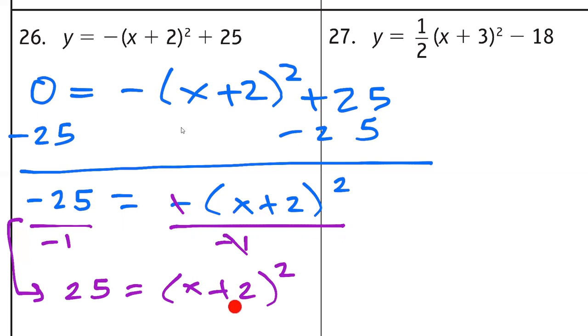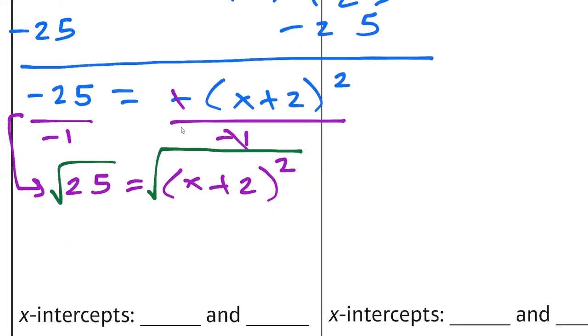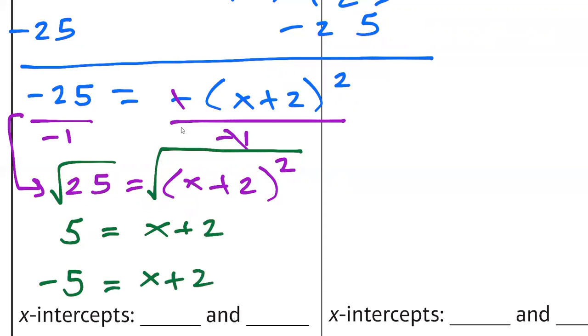Before I can access this +2, since it's buried inside a grouping symbol, inside parentheses, P in PEMDAS, the last thing we do in SADMEP is I have to get rid of this exponent, that's square, by square rooting both sides. I am going to square root both sides, which will result in 5 or -5, because after all, the square root of 25 could be 5. 5 times 5 is 25. Or -5. -5 times -5 is 25. And that's just equal to the value that was inside the parentheses, x plus 2.